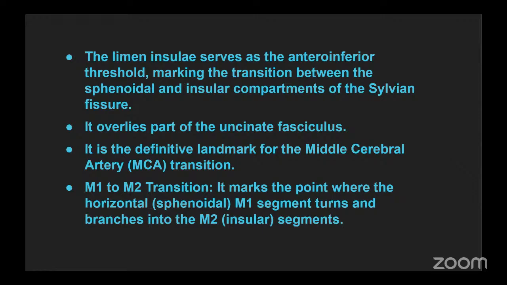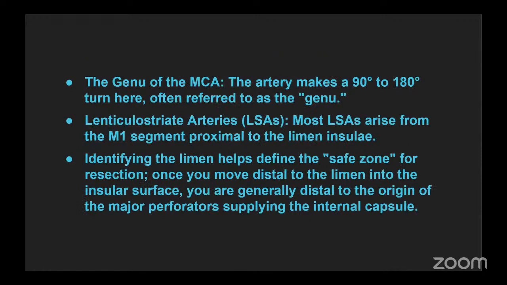And why do we use it? We use it to identify the bifurcation or the trifurcation of the MCA. It is the transition from M1 to M2, and it is the point where the sphenoidal segment turns into the insular segments. We are going to see all the images ahead. Genu of the MCA, you can find it here. Lenticulostriate arteries are probably the most significant surgically because they arise from M1 proximal to the limen insulae.